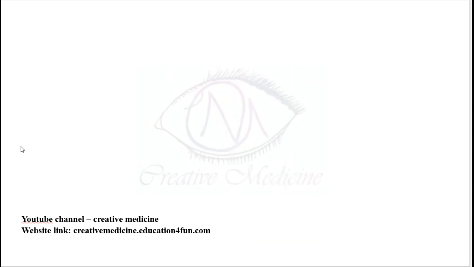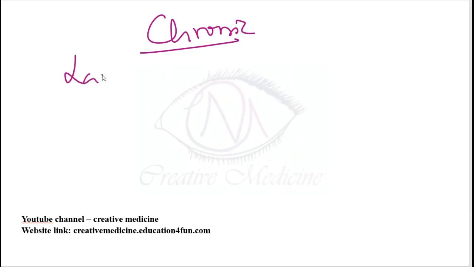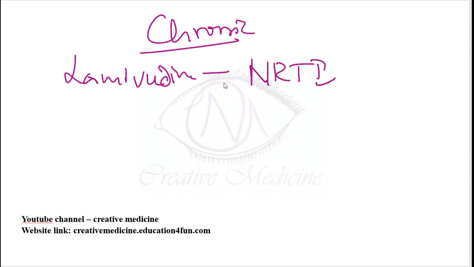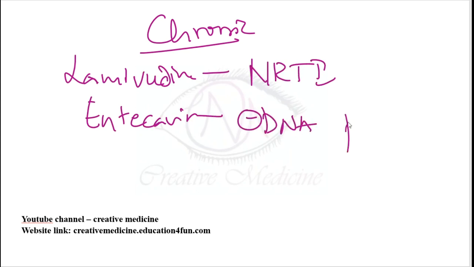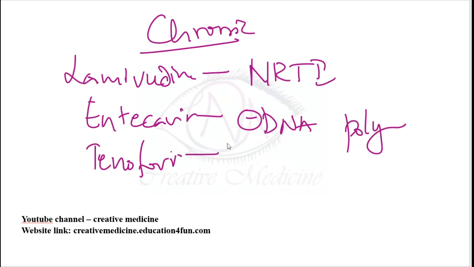Then in the chronic stage you have lamivudine, which is a nucleoside reverse transcriptase inhibitor. Then we have entecavir, which inhibits DNA polymerase. Tenofovir, a reverse transcriptase inhibitor, can also be given in chronic hepatitis B.